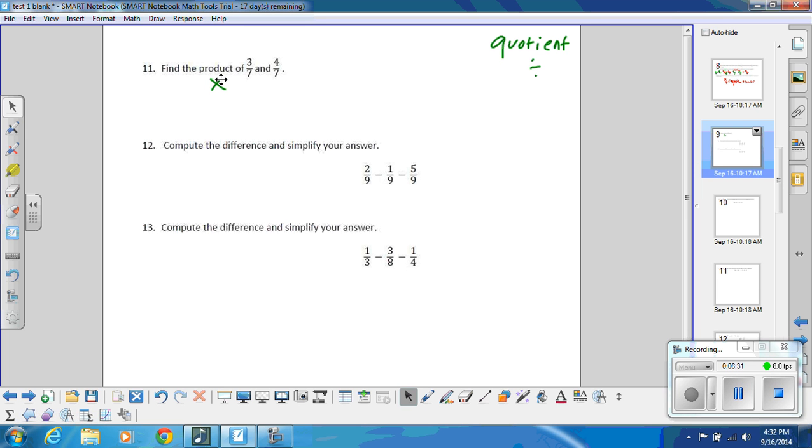Now, if I want to find the product of 3/7 and 4/7, I don't need a common denominator. I don't need to do anything like that. I'm just multiplying straight across with fractions. So 3 times 4 is 12. 7 times 7 is 49. And I double check if that can be reduced. Well, 12 has nothing that goes into 49, so it can't. That's my final answer.